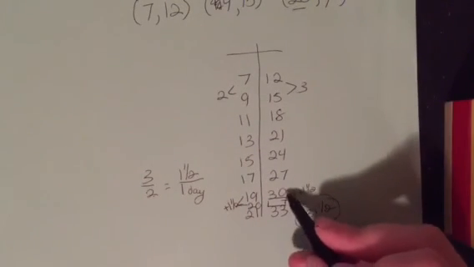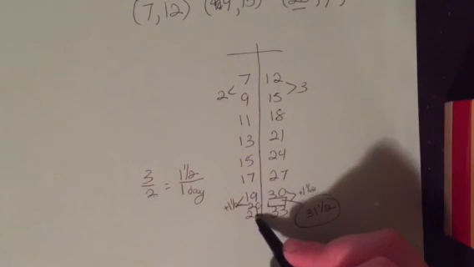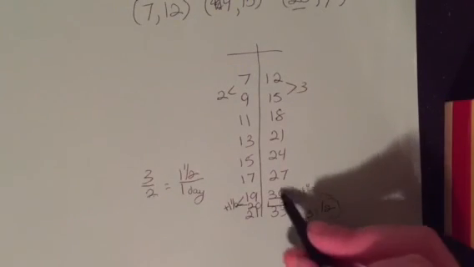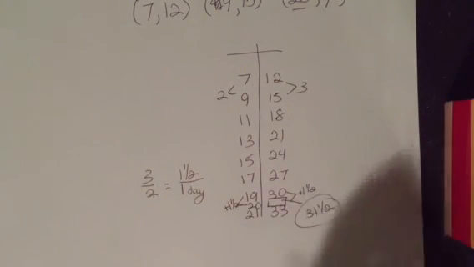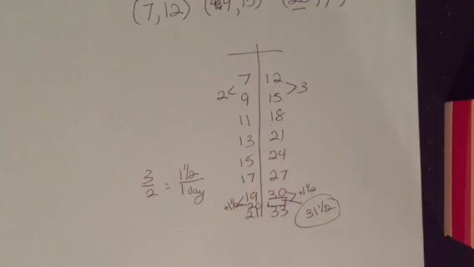Another way, if you could have just seen it, is that 20 is right in between 19 and 21. So I need this to be right in between 30 and 33. So 31.5 would work. All right, good luck.